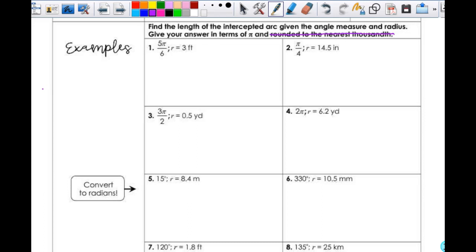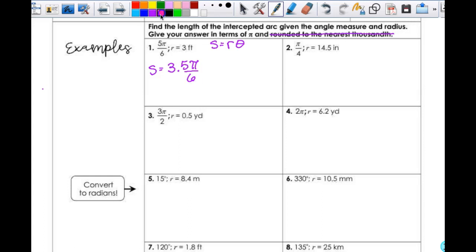Okay, so I need S equals, all I'm doing is S equals R times theta. Do you know the radius in number 1? Yes. Do you know theta? Yes. Is it in radians? Yes. Substitute it. Right. So S is equal to the radius, which is 3, times the angle, which is 5 pi over 6. Reduce before you multiply.